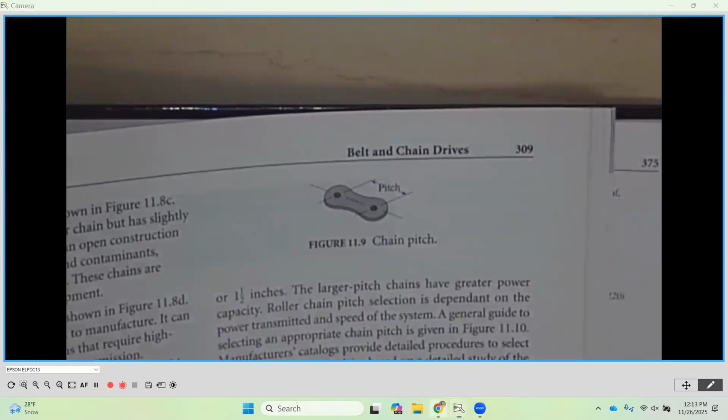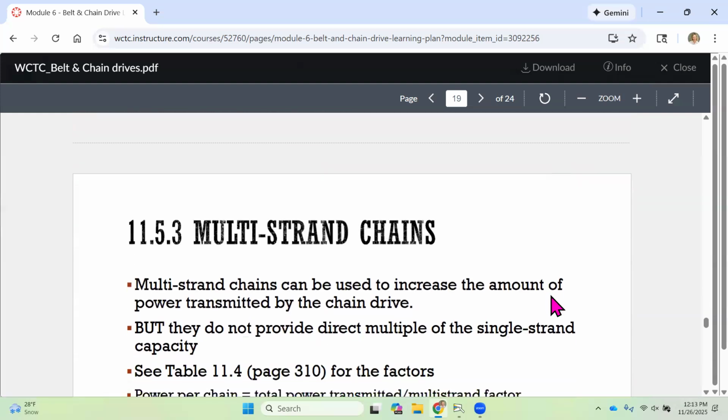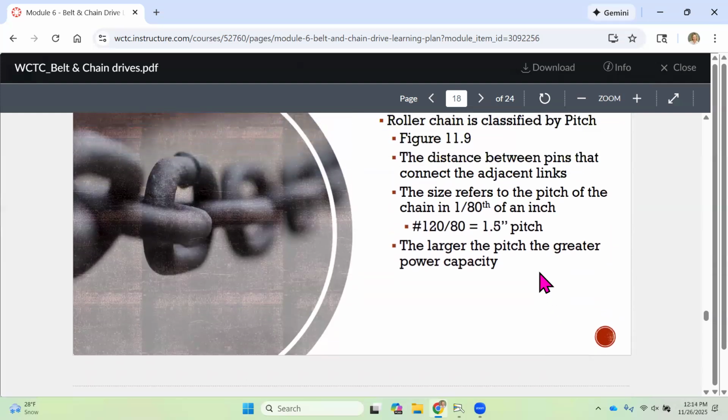So as you can imagine, the higher the number, the bigger the chain, okay, the bigger the pitch distance. And it also says here, the greater the power capacity, okay? Meaning that I can push more force and torque through those larger, chunkier chains. That's the intention, okay?